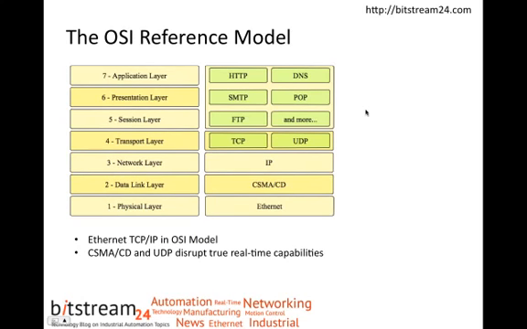Now let's have a look at how standard Ethernet TCP/IP refers to the OSI model. Without going into all details of TCP/IP, the picture as shown here effectively demonstrates the implementation of the OSI model into TCP/IP. The downside to standard TCP/IP is that it does not support real-time requirements as demanded by most industrial applications. Especially the CSMA/CD and UDP components are a drag in terms of real-time performance, meaning there is a lack of determinacy.